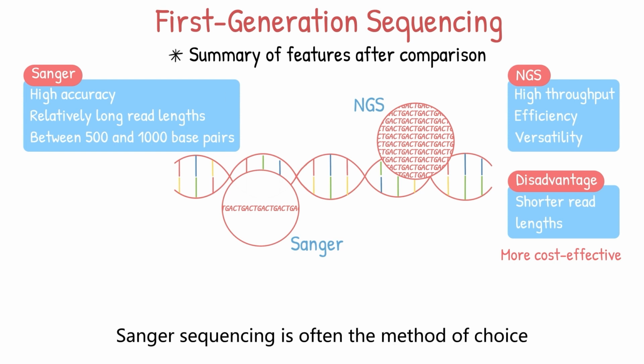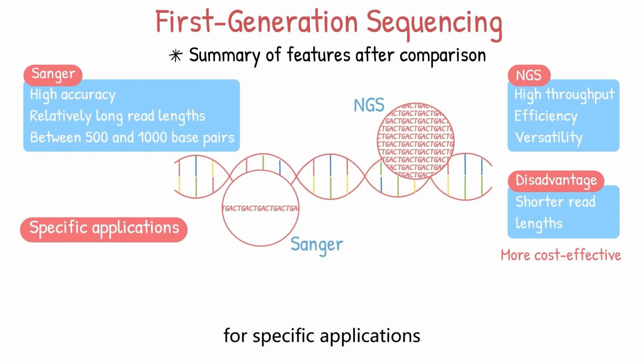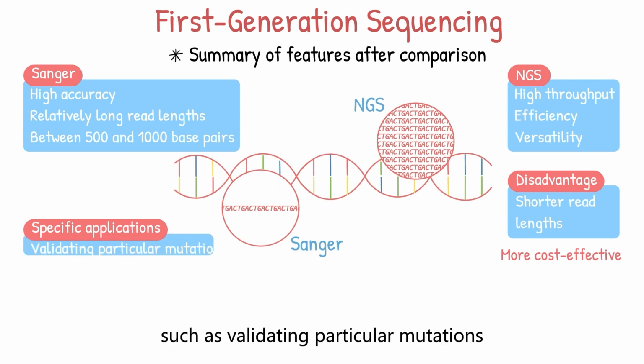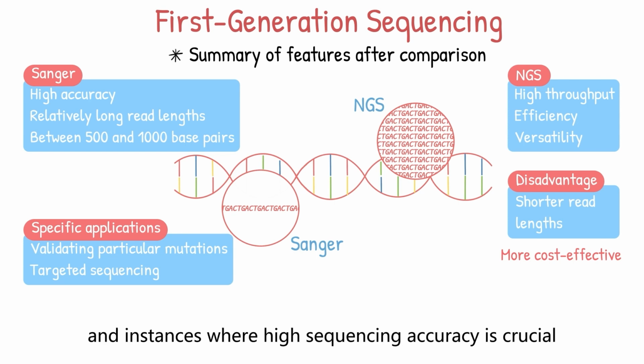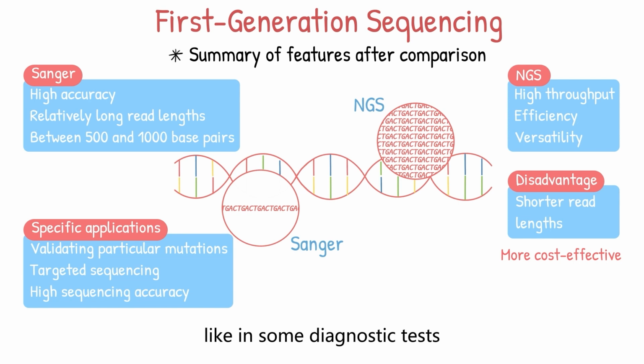Sanger sequencing is often the method of choice for specific applications such as validating particular mutations, targeted sequencing of a select few genes or regions, and instances where high sequencing accuracy is crucial, like in some diagnostic tests. In summary, although NGS has become the go-to method for many applications, Sanger sequencing remains valuable for confirming specific mutations or validating NGS results when needed.